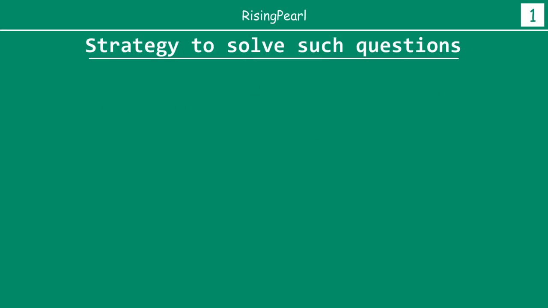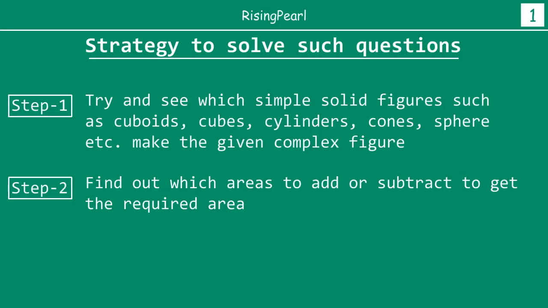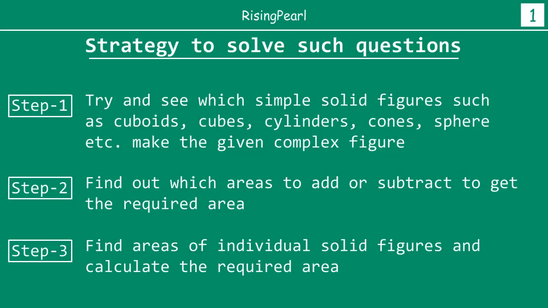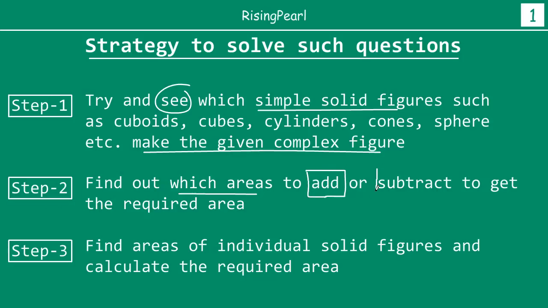Now we have been talking about the three-step strategy in solving these questions. We want to first quickly visualize which simple solid figures make up our given complex shape in the question. That is, by simple solids we mean cuboids, cubes, cylinders, cones, spheres, hemispheres, etc. Step 2 is that we find out which areas we want to actually add or which areas we want to subtract, or it could be a combination, some we add, some we subtract, to get to the required area. We find that out in our step 2.